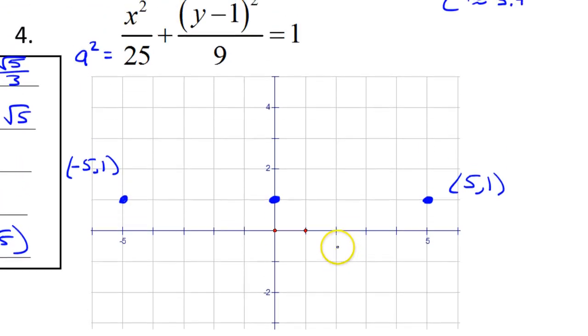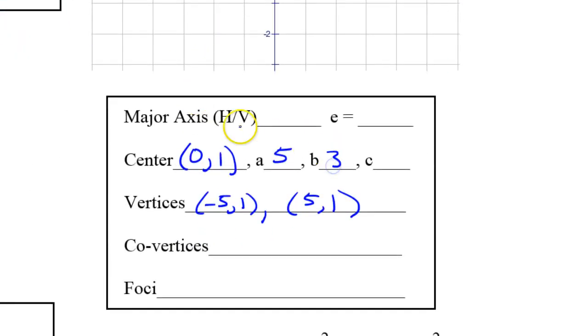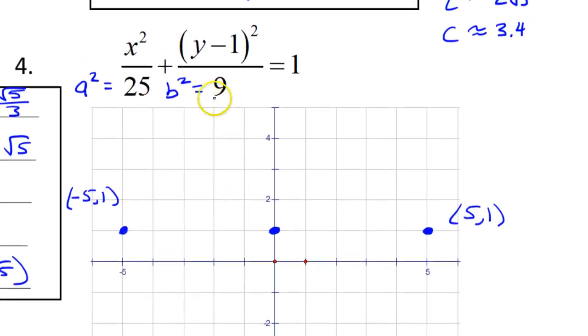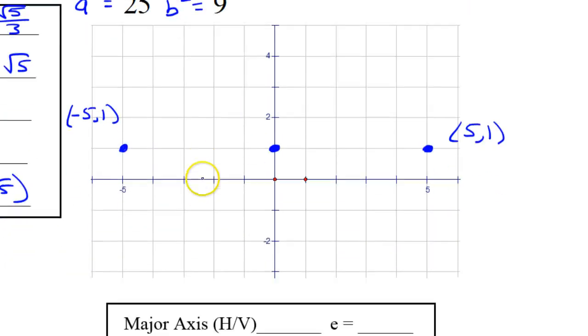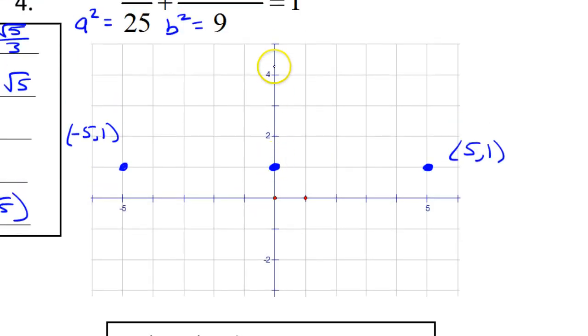Now let's talk covertices. The smaller denominator we will call b squared. If b squared is 9, that means that b is 3. Because b squared is in the y term, I will do my plus or minus 3 in the y direction. So I will go up 3 and down 3 from the center. So I will have a covertex here and a covertex here. The coordinates are 0, comma, negative 2 and 0, comma, 4.